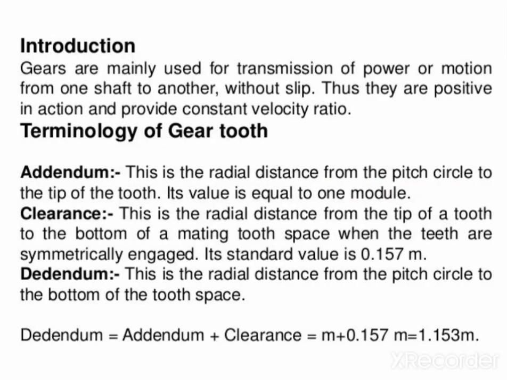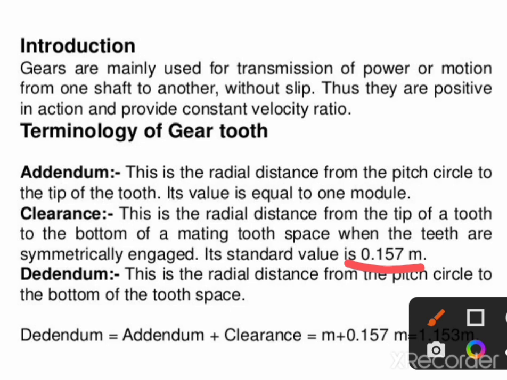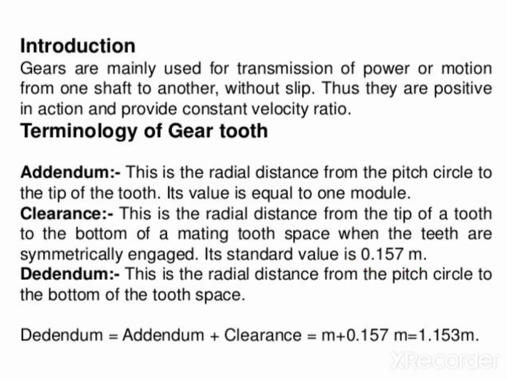We will move towards the next concept, that is clearance. What is clearance? It is the distance between the outside diameter of a gear and the root diameter of its mate. When both gears are meeting, it is the radial distance from the tip of the tooth to the bottom of the meeting tooth space when the teeth are symmetrically engaged. Its standard value is given here as 0.157 m.